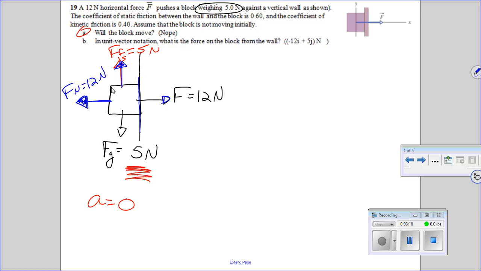So the wall, thus, is exerting 12 newtons in a negative i direction and 5 newtons in a positive j direction. Okay? So that's the deal with part B. All right? Hope that helps.